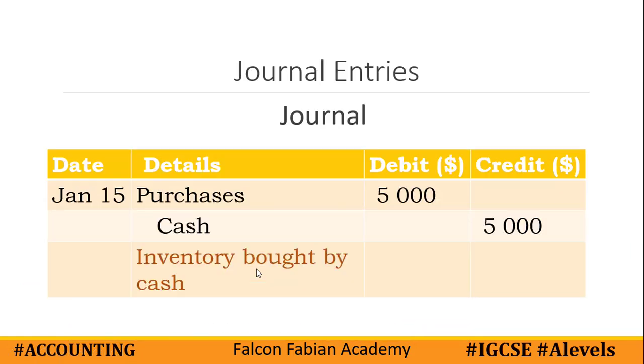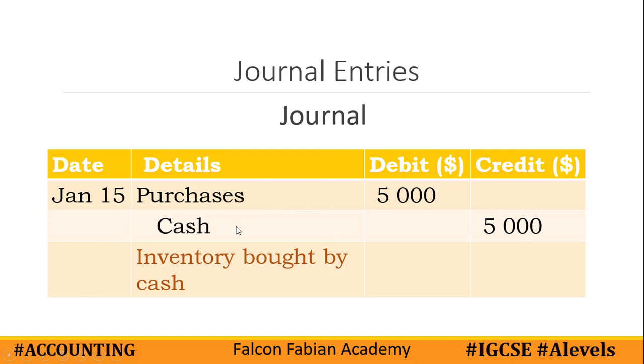Now let's record the entry in our journal. So this is what your journal looks like. It has 4 columns: date, details, a column to write the debit amount, and a column to write the credit amount. I would recommend you to watch lesson number 2 to have a good understanding of the format of journal.